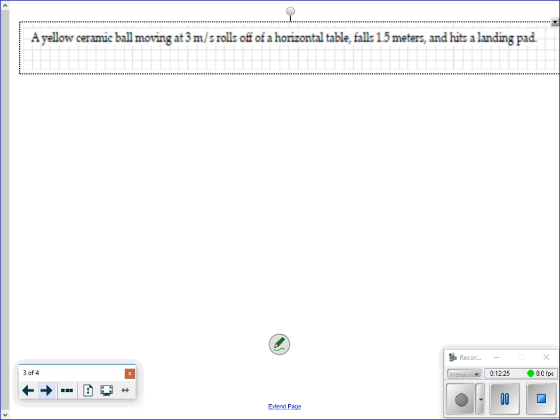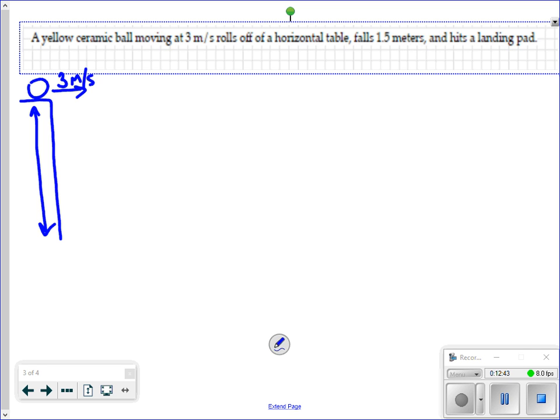Okay, so let's take this one and draw a picture. Pictures always help. All right, so you've got a table, you've got a ball. It is rolling off the table horizontally at 3 meters per second. All right, the height of your table, 1.5 meters.